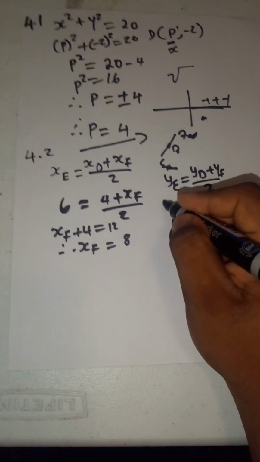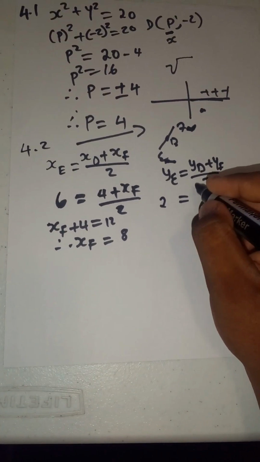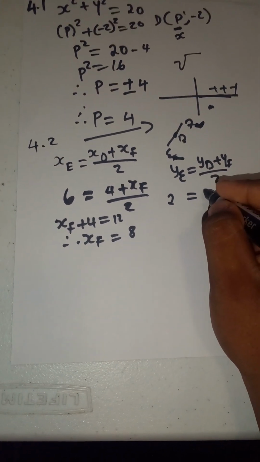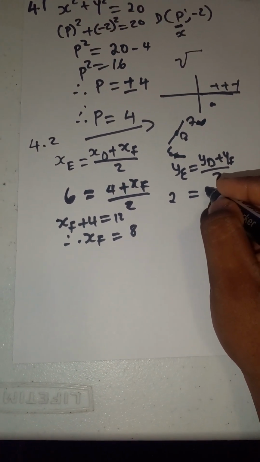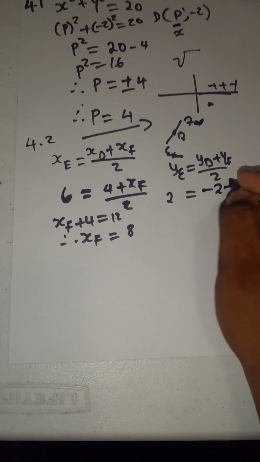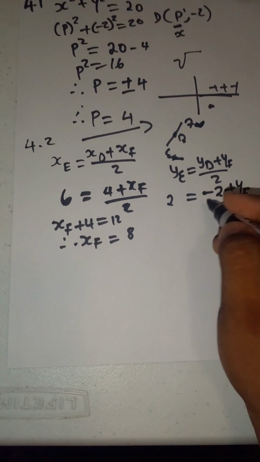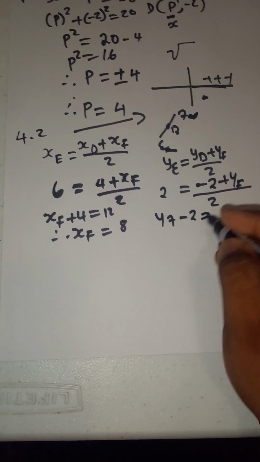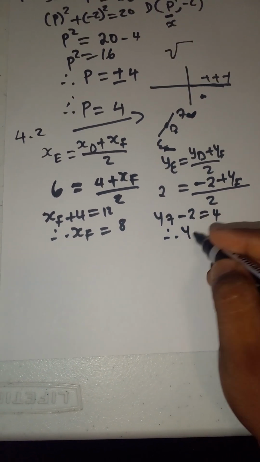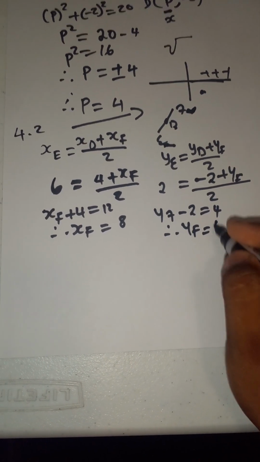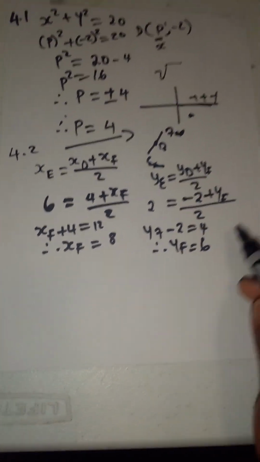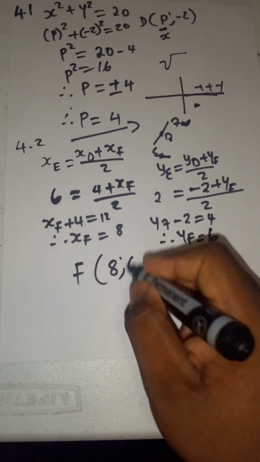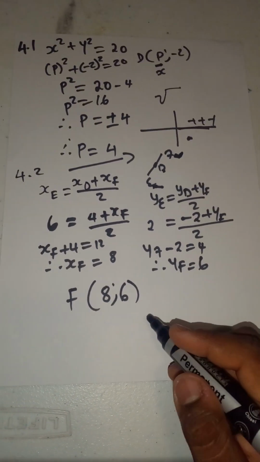The y coordinate of t, it is 2, which is equal to the y coordinate of e, it is what? Let's check, negative 2. And then plus yf over 2. So yf minus 2 is equal to 4. Therefore, yf is equal to 6. Okay, this 4 is going to be taken to the other side. So now you'll be seeing F (8, 6). Can you see the concept now?